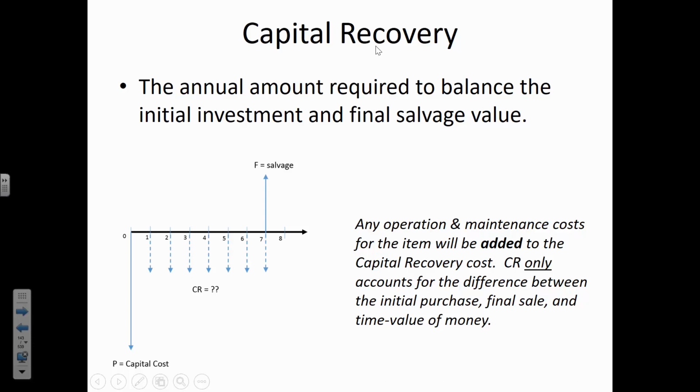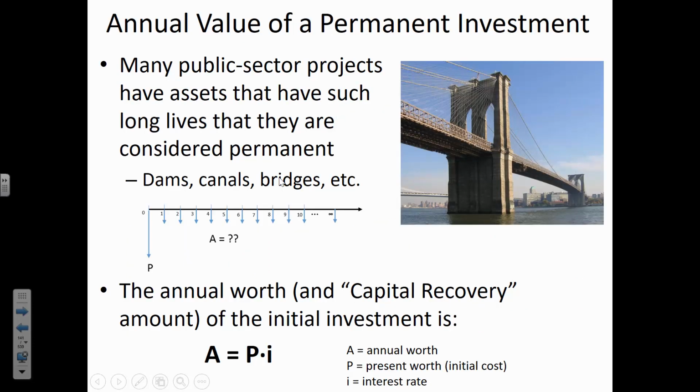Here's where things get a little bit more tricky. This was for a perpetual investment. So you notice here's the infinity symbol. It's easy to calculate the annual amount if it lasts forever, because if it lasts forever, there's no salvage value. Salvage value is when you are selling an item for scrap, or maybe on the resale market at the end of some period. But in the case of a bridge or a dam or a canal that's been dug, it lasts forever, and so you're never selling it back for scrap.